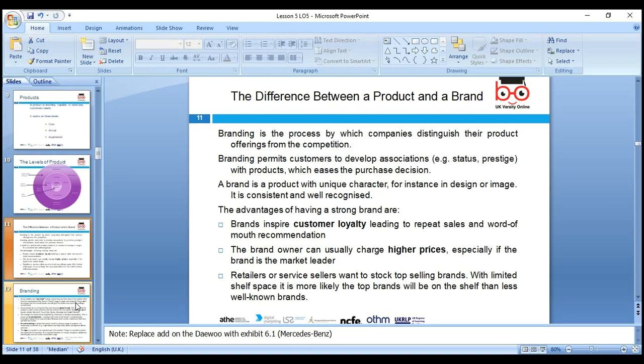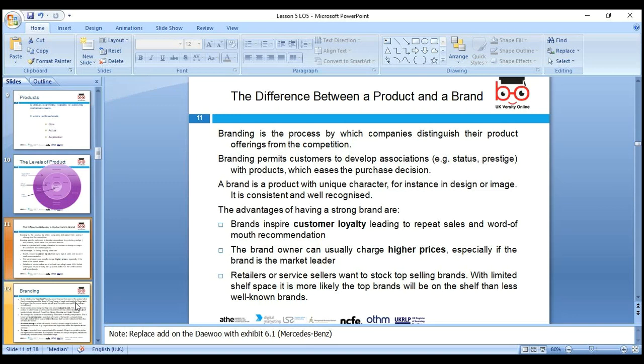The brand is the product with unique characteristics, for instance the design, the image, consistent and well organized. The advantage of having a good brand is that it inspires customer loyalty. Customers become loyal. You're not going to buy any other brand because you're loyal to it, leading to repeat sales, word of mouth, and recommendation. Whoa, this brand I tried is a wonderful product, so we can recommend it. Brand owners can charge a higher price. Yes, if you have that brand, you can charge a higher price for it.